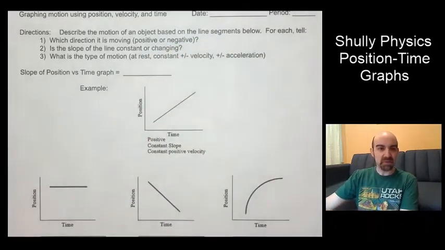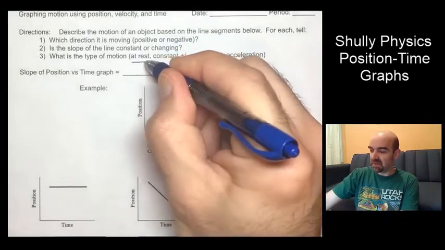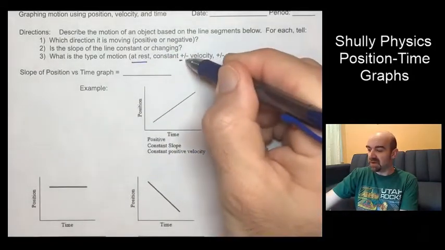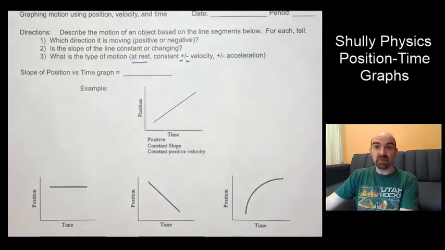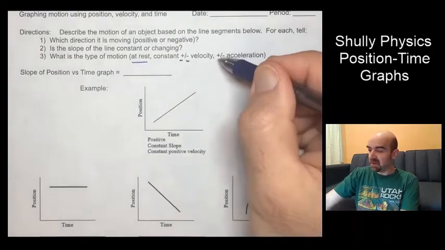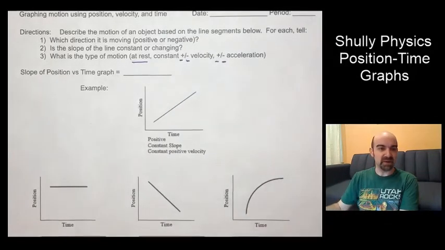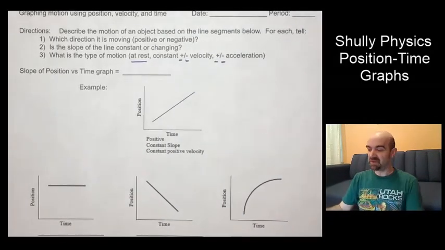There are 5 different motions here. There's an at-rest motion, a constant positive velocity, a constant negative velocity, or we might note that the object may be undergoing a positive acceleration or a negative acceleration. So those are the 5 different kinds of motions.